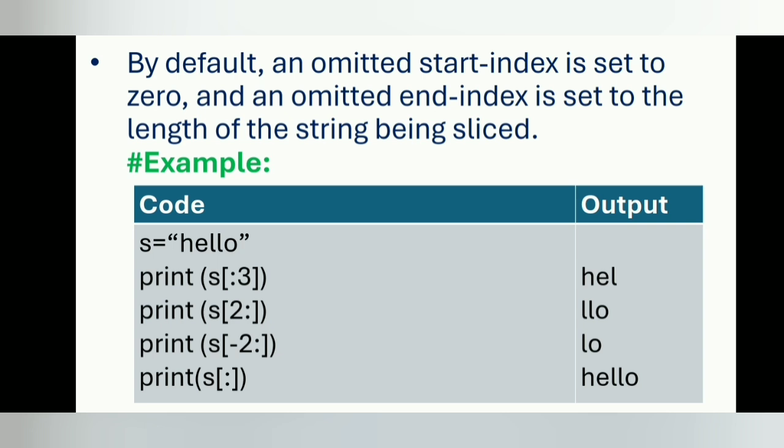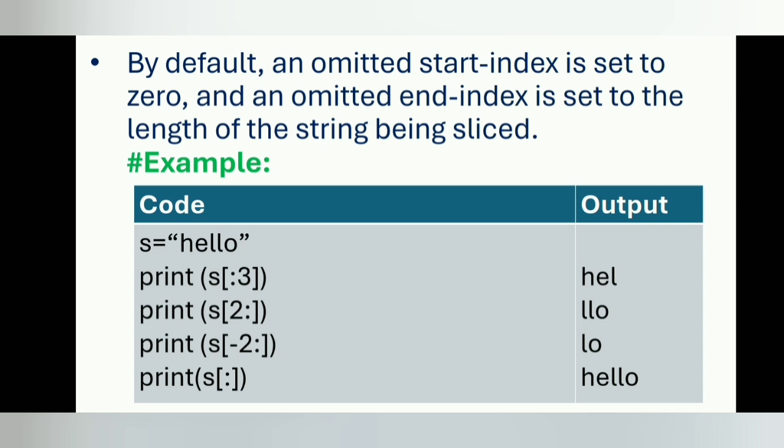The next print statement will display the characters from position -2 to 5. By default, an omitted end index is set to the length of the string being sliced. Here, the end index is set to the length of the string, that is 5. Since 5 is excluded, it will display all the characters from position -2 to 4. Hence, the output will be LO.